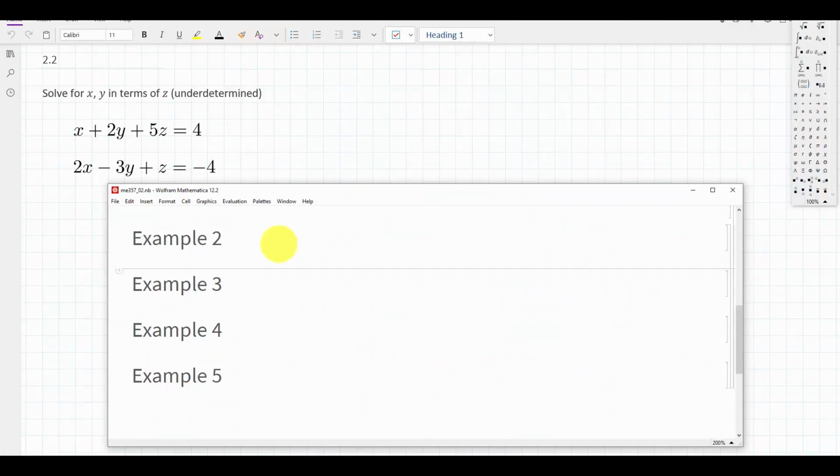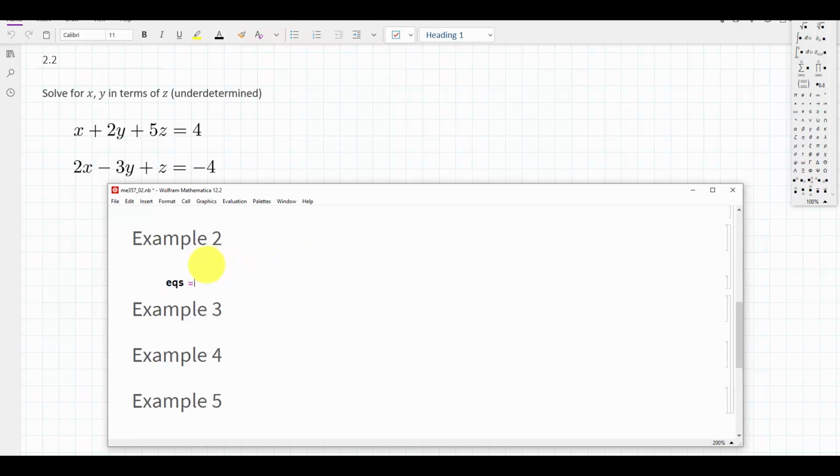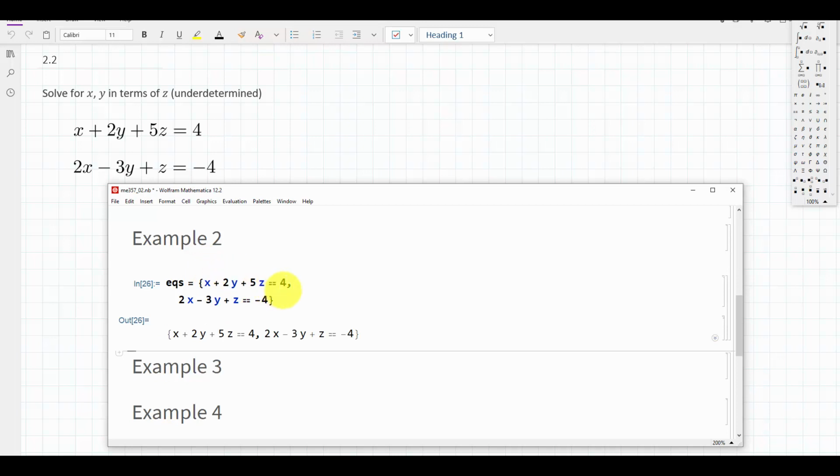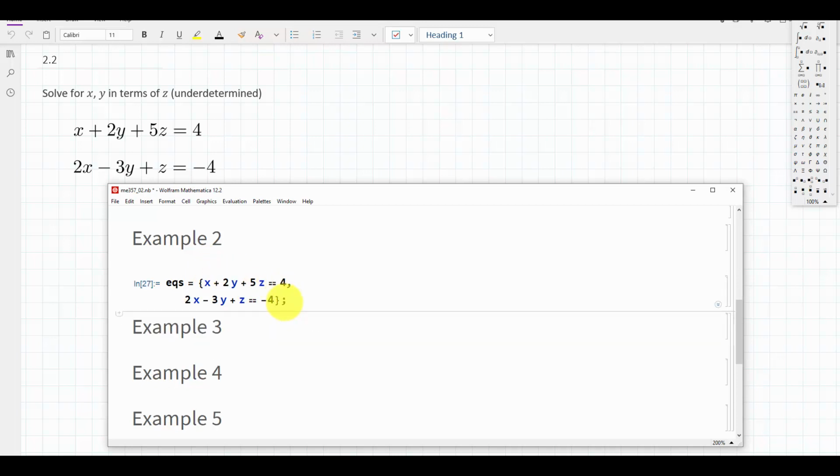So going into Mathematica, I can put in my two equations. I'll be doing the variable form of this, so putting into this equations variable my list of now two equations: x plus 2y plus 5z double equals 4, and 2x minus 3y plus z double equals negative 4. All right, so those are my two equations.